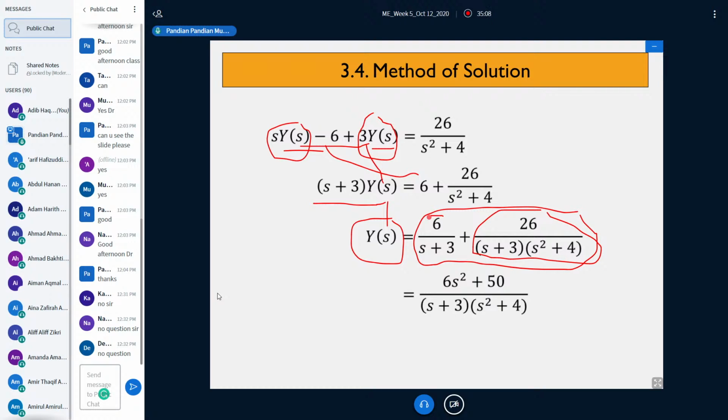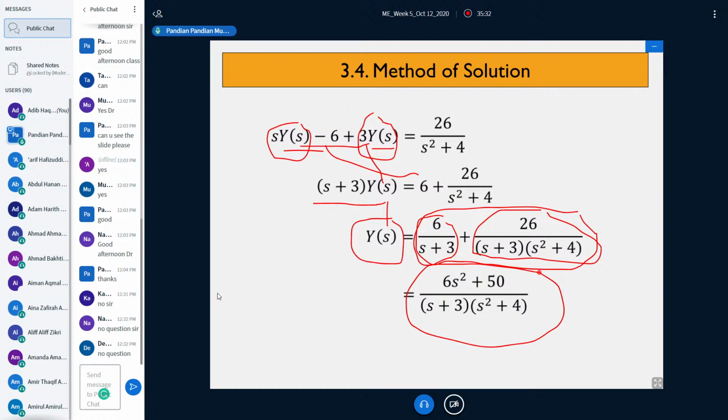This one maybe can, but still you have to handle this. So one of the methods is we want to use the decomposition method. That means you decompose this into small pieces. That's why the table, section 3.2, slide number 14, is given.